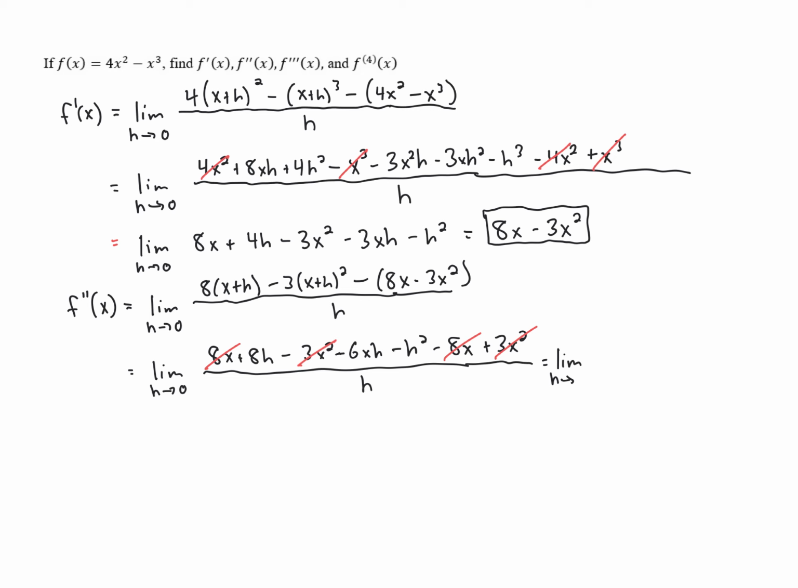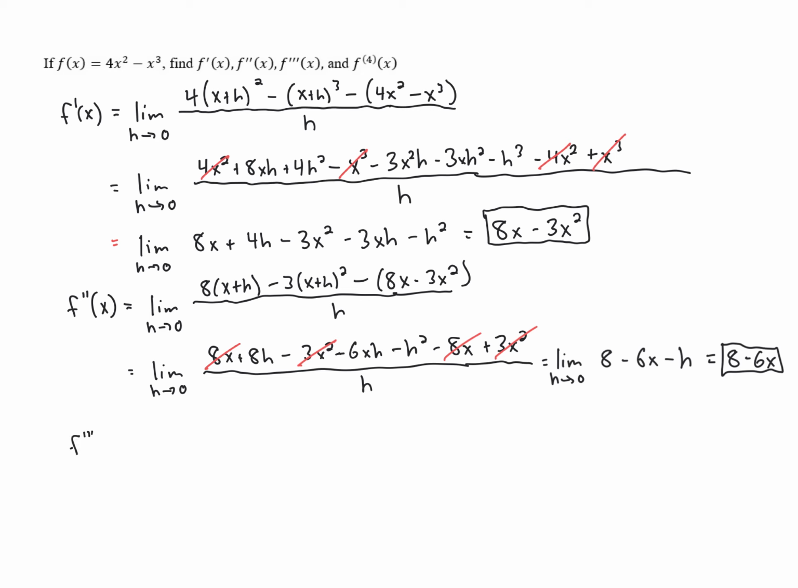We've got the limit as h approaches 0 of 8h divided by h is just 8. And then minus 6xh divided by h is 6x. And then minus h squared divided by h is h. And if we take the limit of this as h approaches 0, it's the last term that disappears, and we're left with 8 minus 6x. That is the second derivative, and we need to differentiate that to get the third derivative.